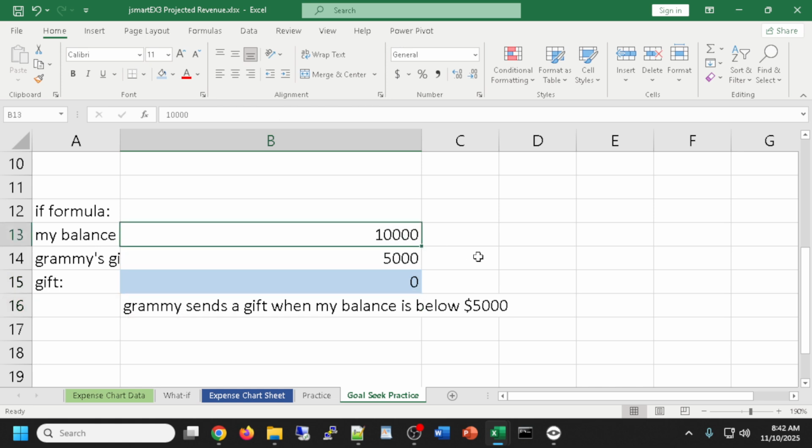Let's put a balance of 4,000 and let's see if I get the gift. Yes, I do. So there's my little test to see, is it proper? If I have a large balance in my bank, no gift from Grammy. I know I'm okay. She doesn't need to help me out.